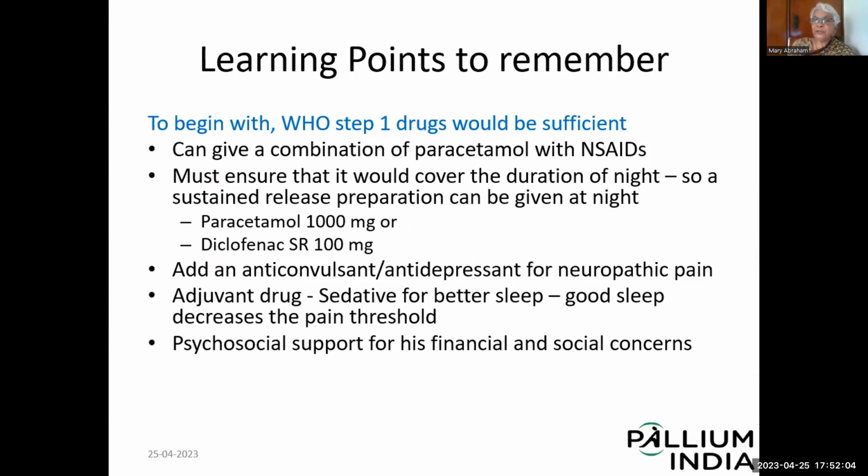We can give a combination of paracetamol with NSAID, that is step 1 of the ladder. But we can give a higher dose at night because he has more pain at night, NRS more at night. So at night, you can give either paracetamol 1000 mg or a slow release preparation like diclofenac. You can add an anticonvulsant and antidepressant for the neuropathic part of it. And you can add an adjuvant drug like a sedative so that he gets better sleep. And also you must give psychosocial and financial support.